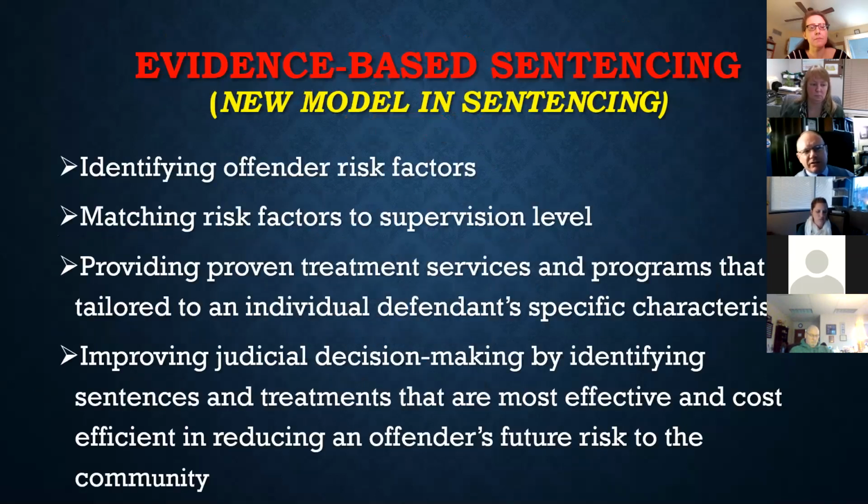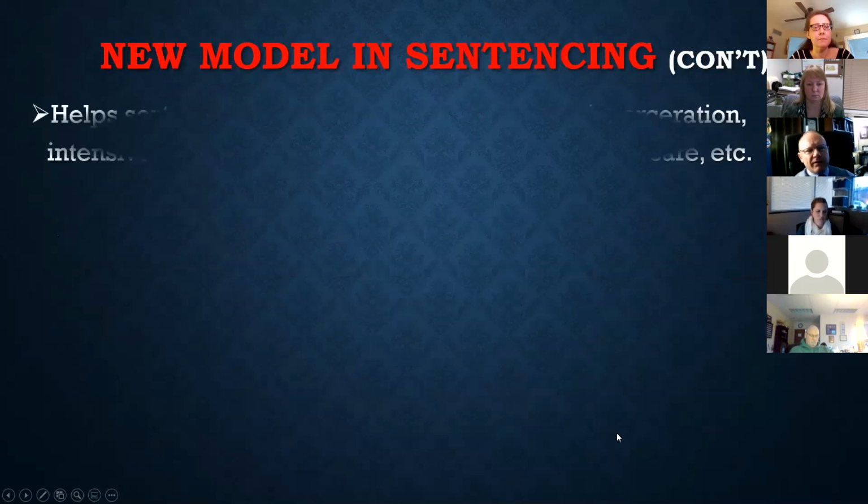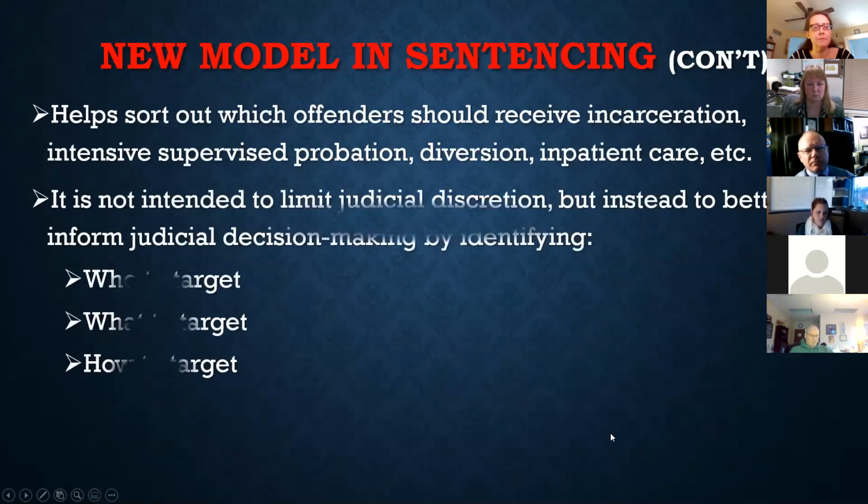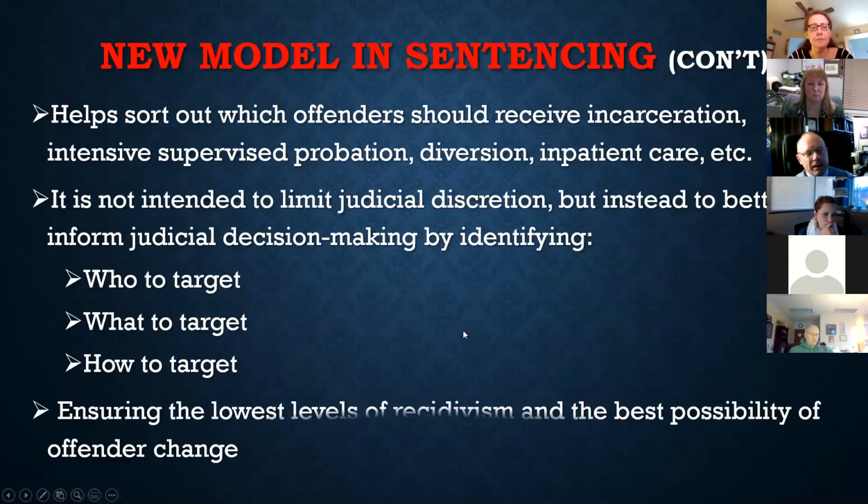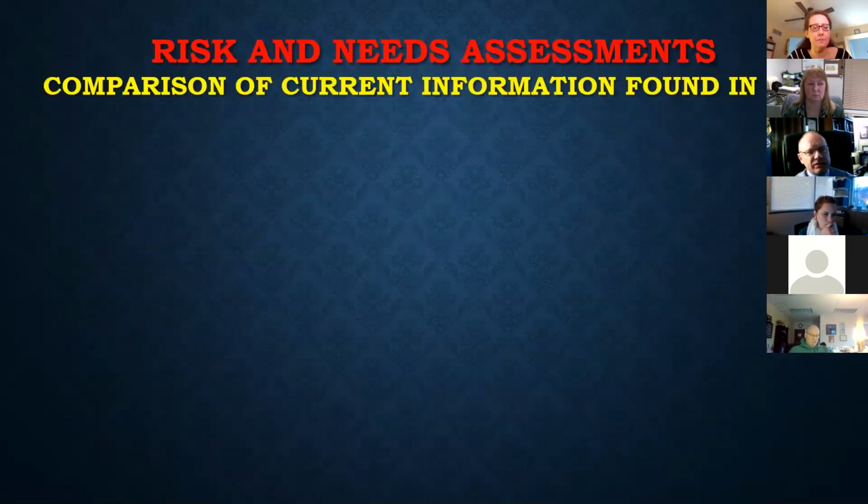So in the new model of sentencing, you've heard me talk about all these, improving judicial decision-making by identifying sentences and treatment that are most effective. And then helping sort out which offenders should receive incarceration, intense supervision, diversion, inpatient care. This is really, really crucial: it is not intended to limit judicial discretion, but instead to better inform judicial decision makers by identifying who to target, what to target, and how to target. And that's the real key with it. Ensuring the lowest level of recidivism and the best possible ability of offender change.